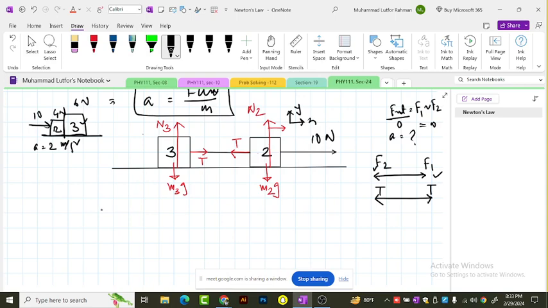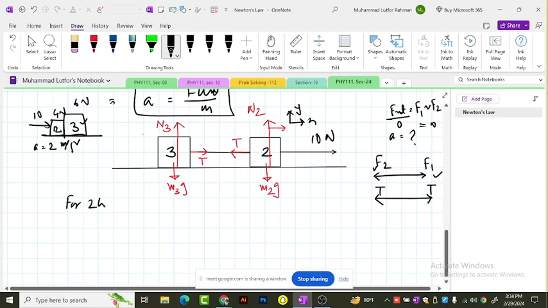Alright, so I'm not concerned about the vertical direction, because I want to only find the net acceleration of the system and also the individual forces acting on these two blocks. So let's write for the 2 kg body, I can write the net force along the y direction would be equal to 0. Can I write this one?